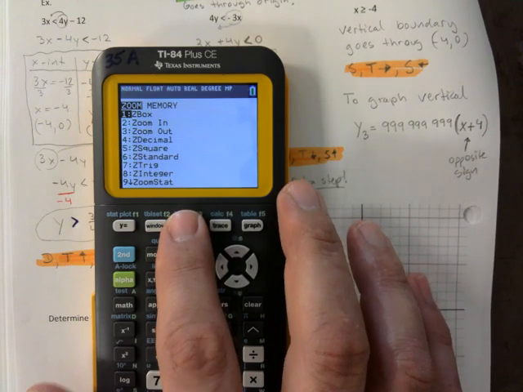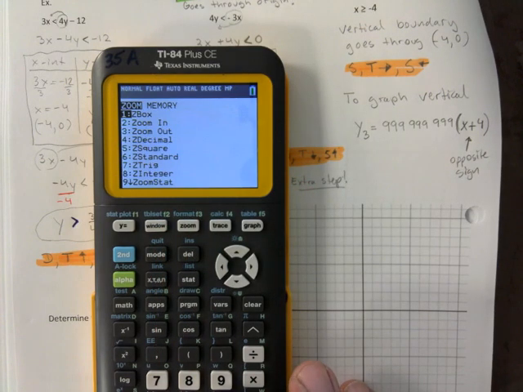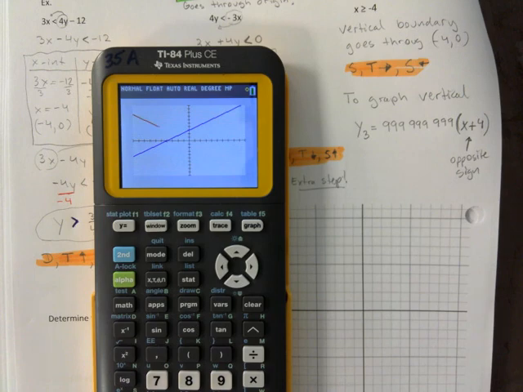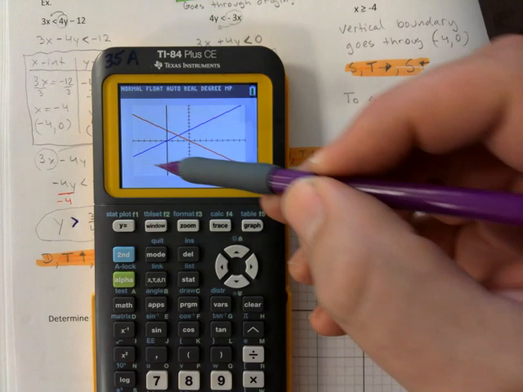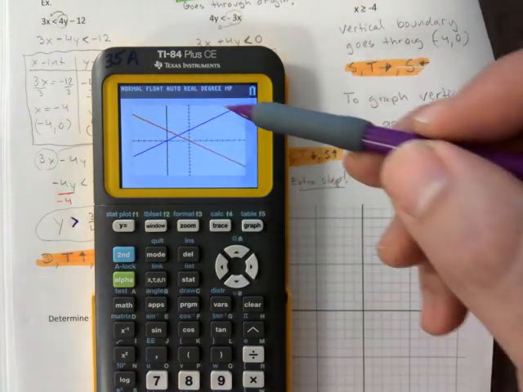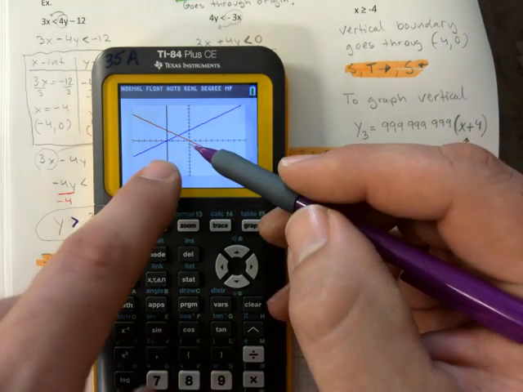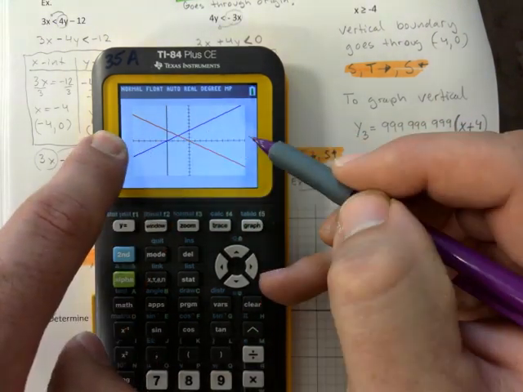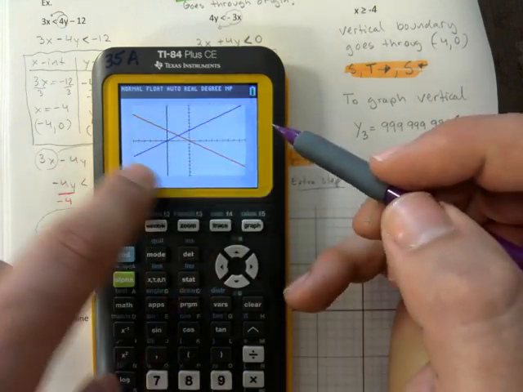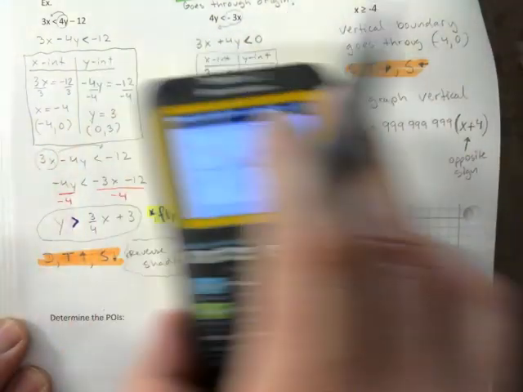Let's try zoom 6. Zoom 6 is a 10 by 10 window. There it is. That's probably a little better. We don't know where our solution region is, right, guys? We don't know. It could be anywhere. So we have to figure that out now. The calculator won't do that for you. But now we know. Look at this, guys. This is a 10 by 10 window, so that will work just fine.